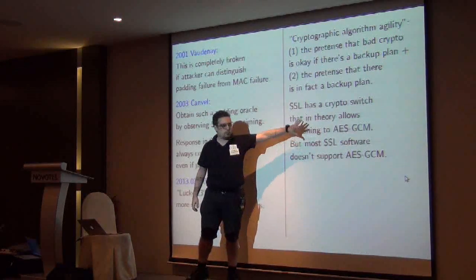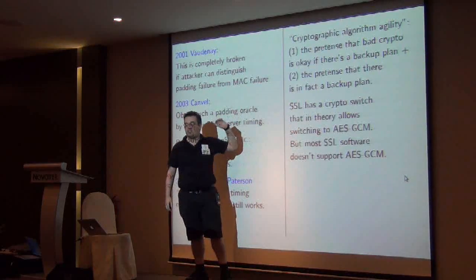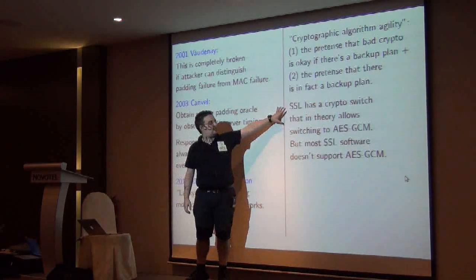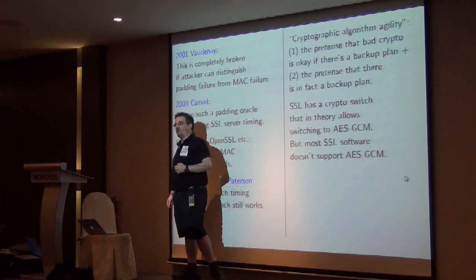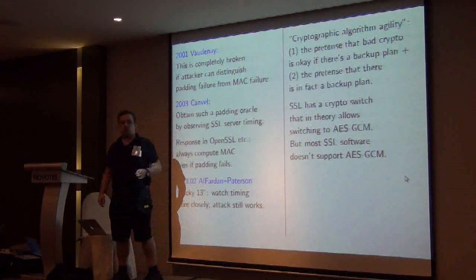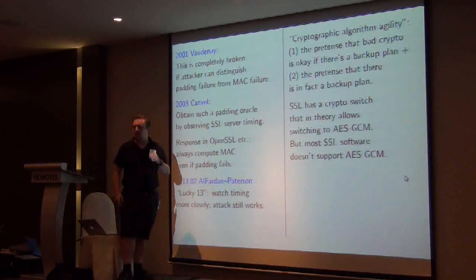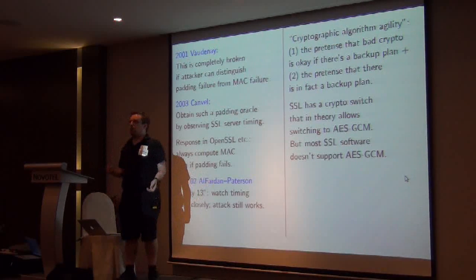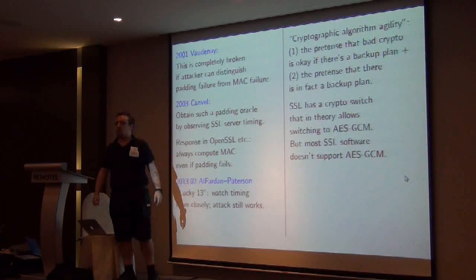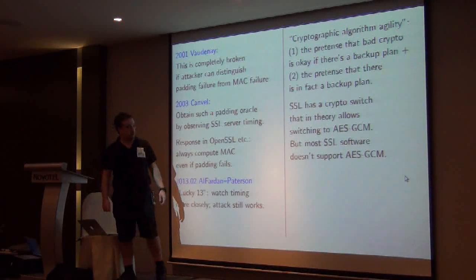Now, as an example of the button not working, there is AES-GCM, which has all of its own timing problems, but at least it would get rid of the basic problems with CBC. SSL, in theory, can switch, TLS 1.2 can switch to AES-GCM. But it doesn't work, because you try turning it on, you find that 90% of web servers and basically 100% of web browsers don't actually understand it.